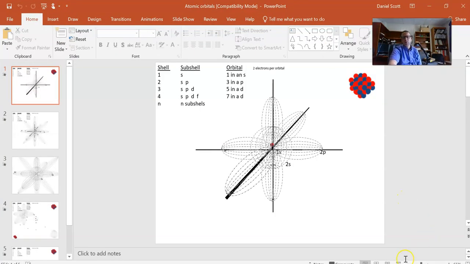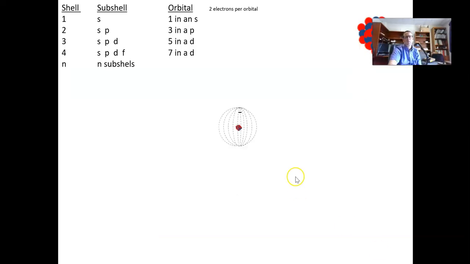So let's look at this kind of visualization that I made. This is a 1s orbital, you can think of it. And you can think about an electron moving around there. I put that in there to help you remember that this is a 1s orbital.